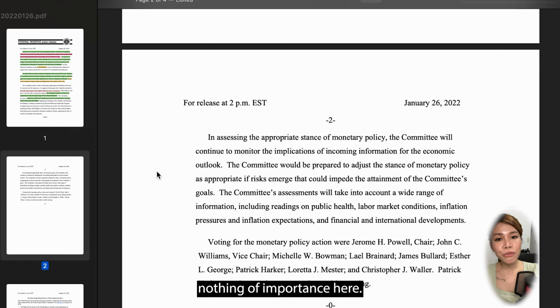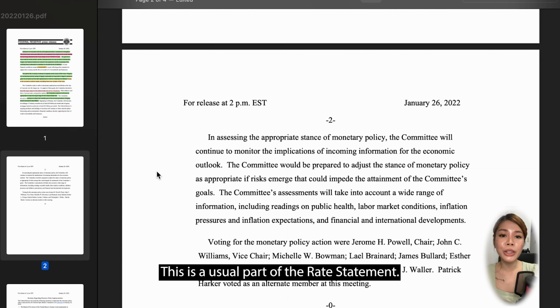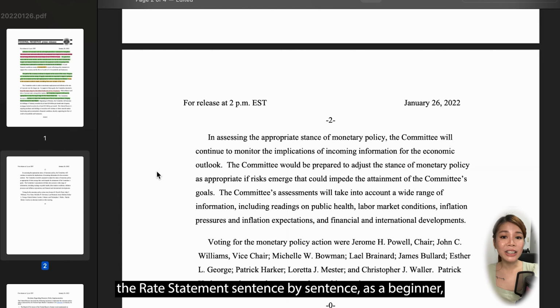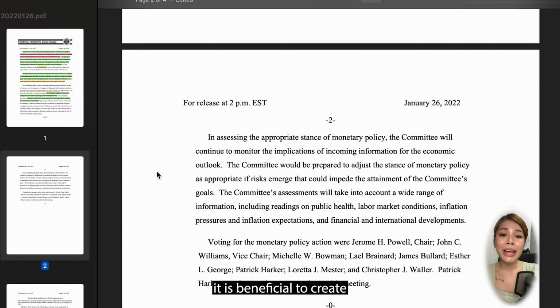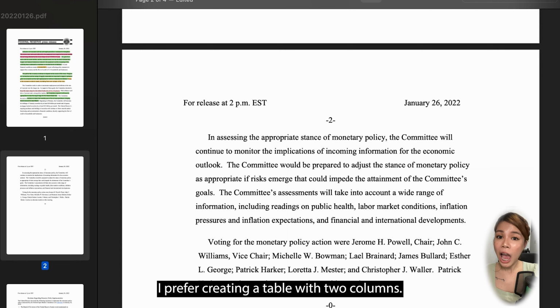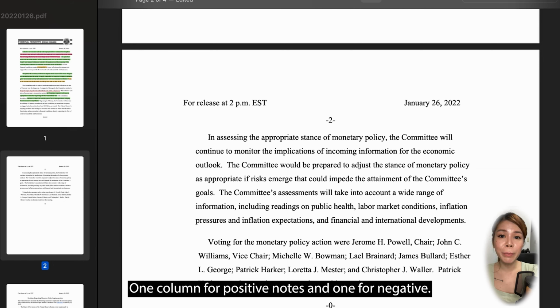Again, nothing of importance here. This is a usual part of the rate statement. Now that we have dissected the rate statement sentence by sentence, as a beginner, it is beneficial to create a summary showing both positive and negative notes. I prefer creating a table with two columns. One column for positive notes and one for negative. Then I add another row for the important notes.